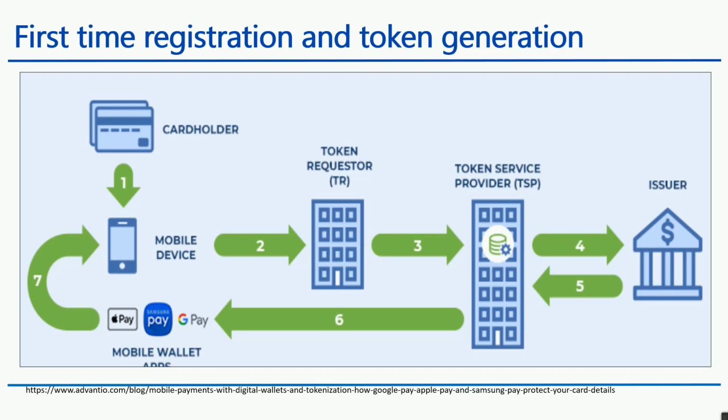In the next section, we'll find out how a tokenized transaction happens. At step 7, the token has been generated and is stored in the secure element of the mobile device, which is encrypted or runs on Apple Pay, Samsung Pay or Google Pay, or any other payment service provider. So let us look into the next section, how a tokenized transaction happens.